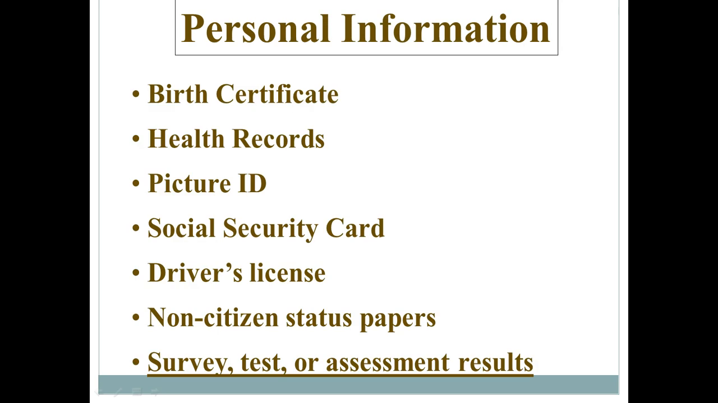For personal information, what you might put in under this tab would be a birth certificate, any health records, a picture ID, Social Security card, driver's license, non-citizen status papers if applicable, and any survey, test, or assessment results that might be needed for a job. The reason you want to put some of this information in there is, like a birth certificate, you normally have to have this to get a job along with your Social Security card and probably a driver's license. Now, normally you carry your driver's license with you in your wallet or your purse, so at least you know where it's at. But anytime you go for employment, you know exactly where this information is located.